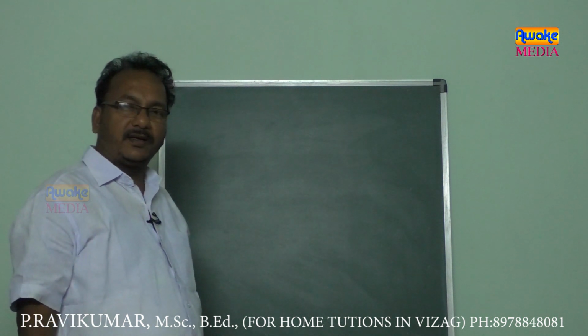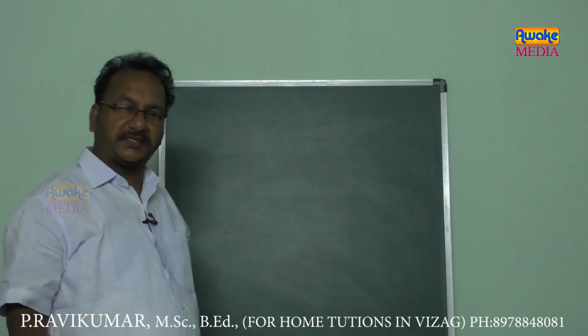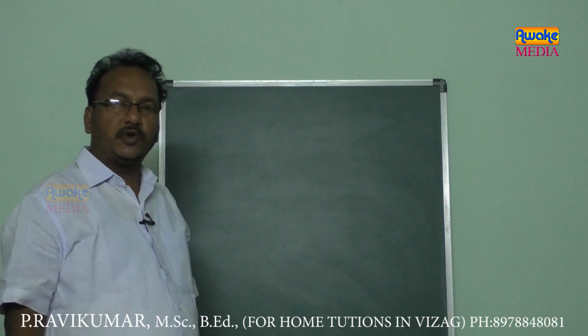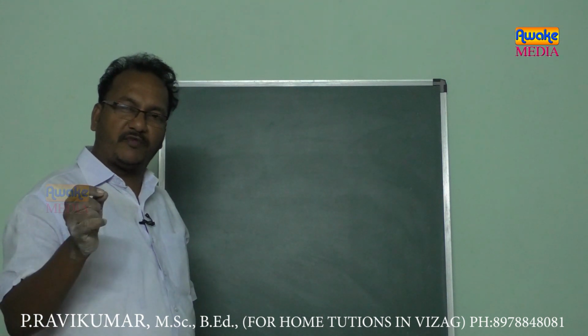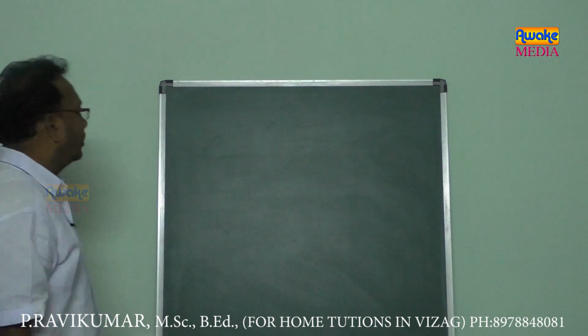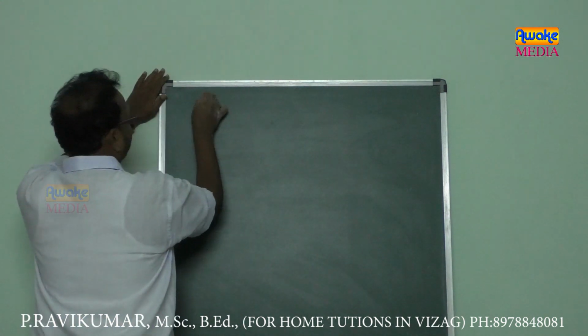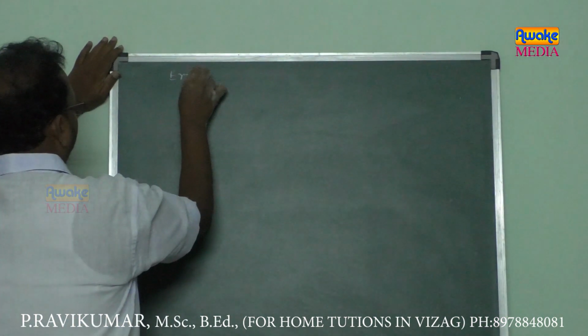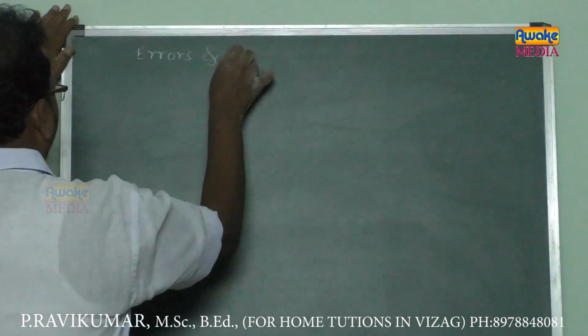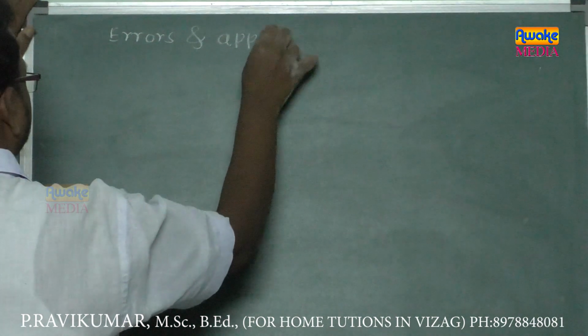Maths 1B. The next topic is errors and approximations. A 2 marks question comes from this topic. That is errors and approximations.